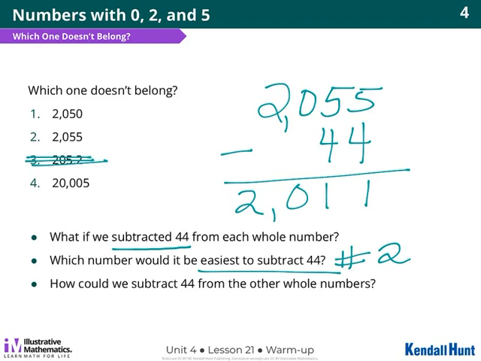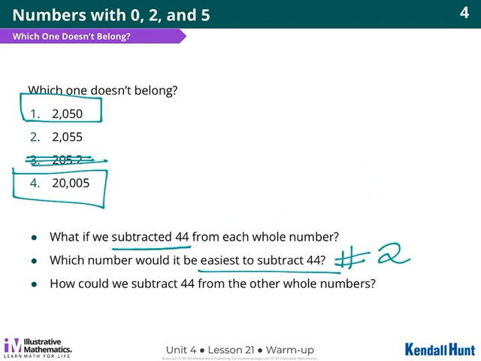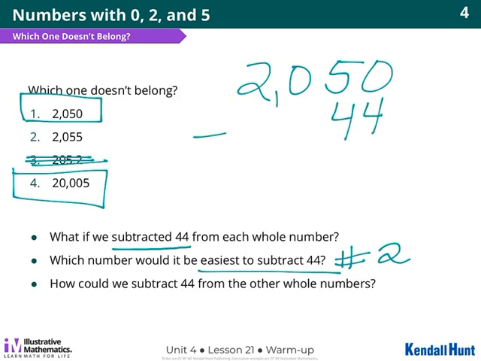How could we subtract 44 from the other whole numbers, like this number and this number? How could we do that, Michael? For number 1, it will be easy because if you do 2050 minus 44, there's only a 4 and then it's only 14 left. 2014.